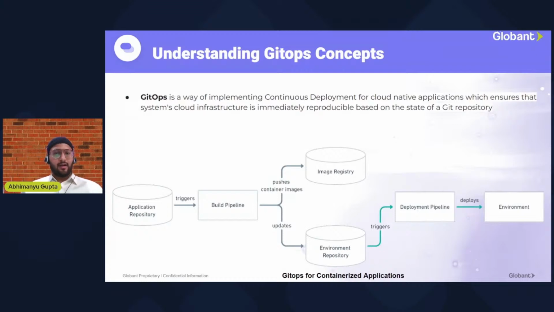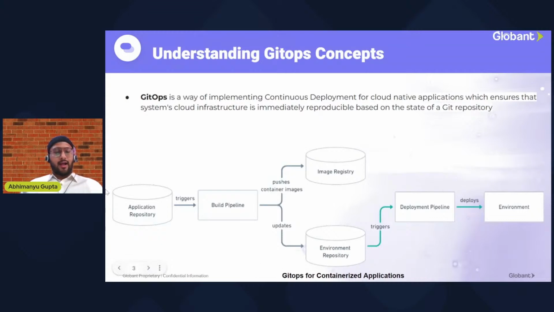GitOps solves this challenge by creating a sync between these two, your repo and your environment. In this way, it also makes the changes in your Git repository reproducible, where you can reproduce them again and again in different environments just from your Git repository.